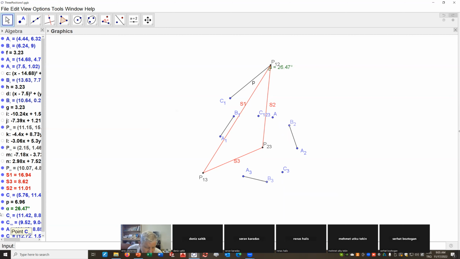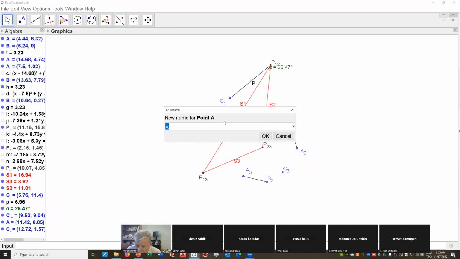Now please look. I have hidden C2. Now I'm turning it on. What do you see? C2 and A are exactly at the same position. So I will delete this C2, delete it. I'll call this point, rename it as C-2. The reason, let us explain this.